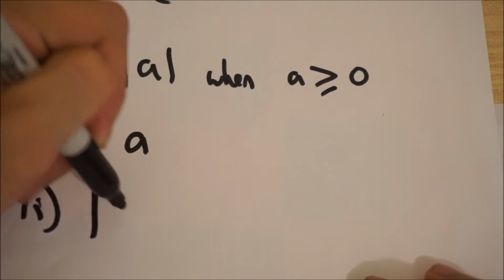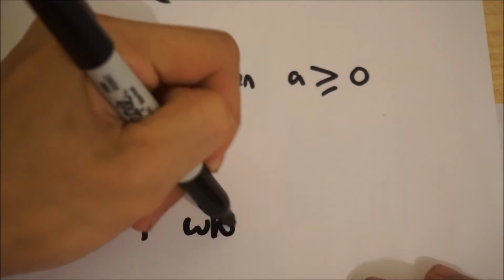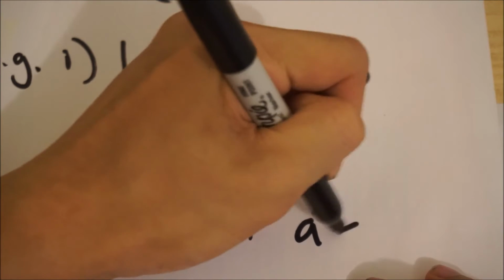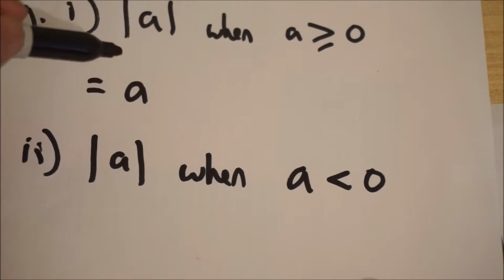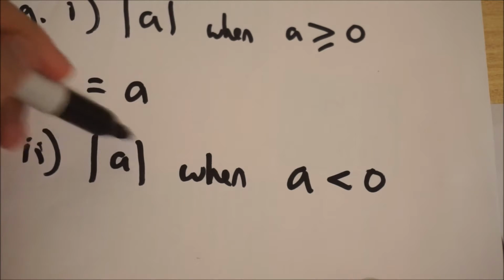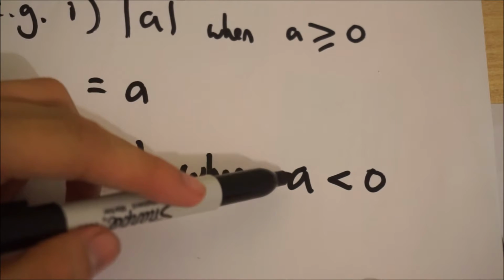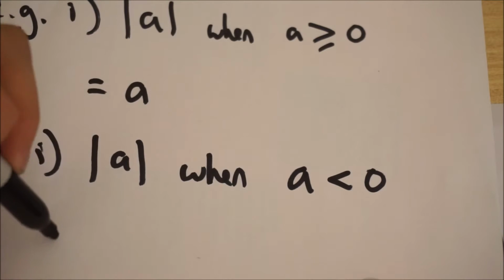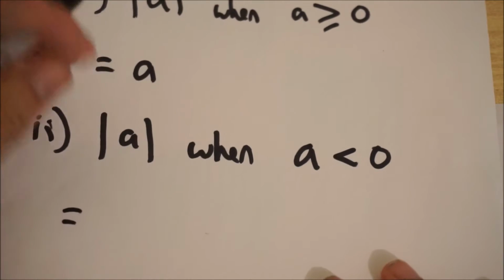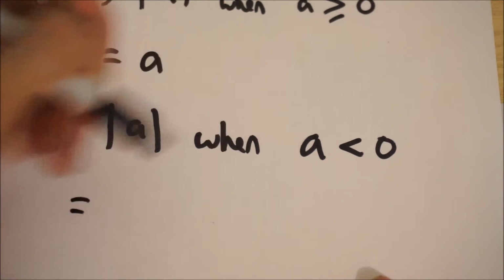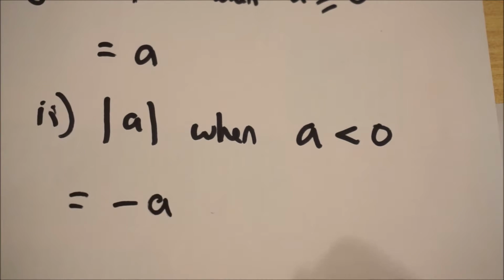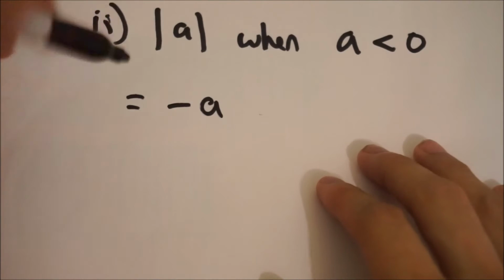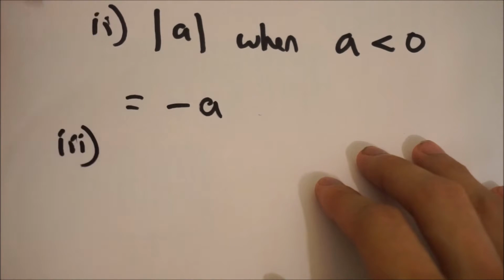Now, let me give you another scenario. What about when a is less than 0? This means that a is negative now. In this case, I want the final result to become positive, but a is negative at the moment. So in order to turn it into a positive value, I need to make sure that it's equal to -a. And we can take this even further.